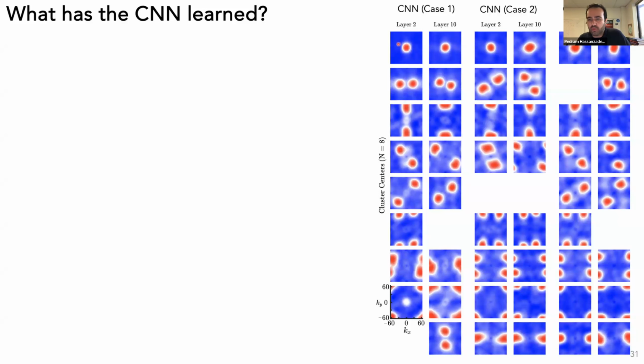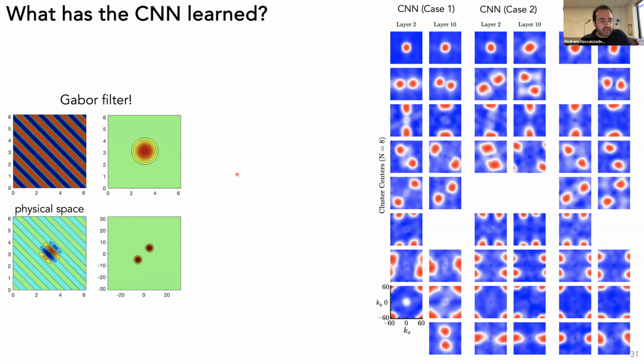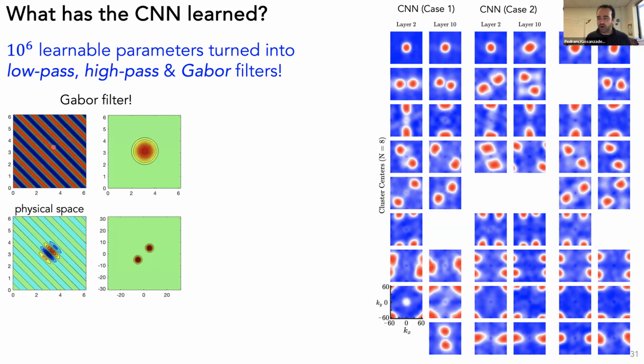They have learned a lot of low-pass filters, high-pass filters, and these interesting bandpass filters, and these turn out to be Gabor filters. So basically, if you take a sine function and multiply it with a Gaussian, you get this kind of wavelet-like pattern, and this is its Fourier transform, which picks up these wave numbers. So basically, a million learnable parameters in these CNNs turn into a few classes of spectral filters.